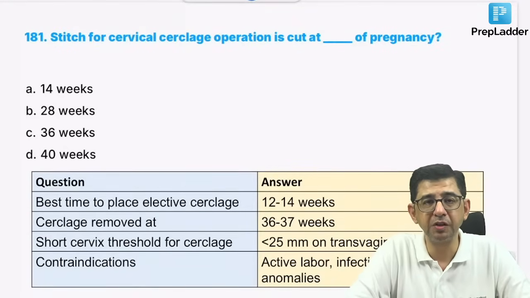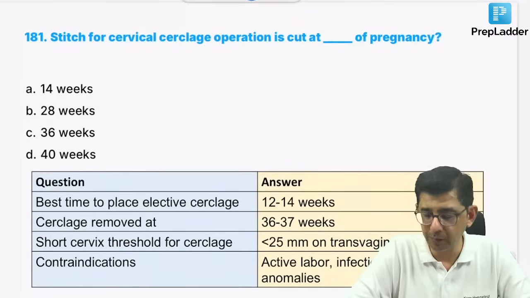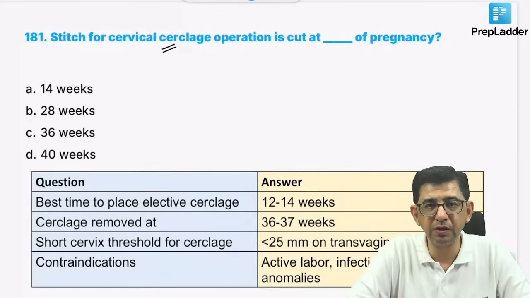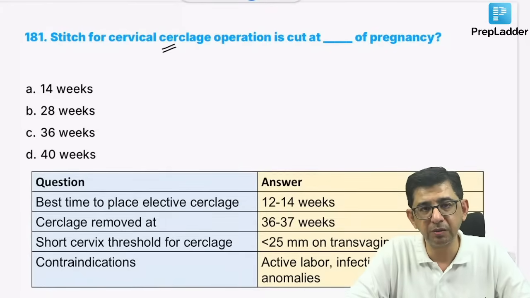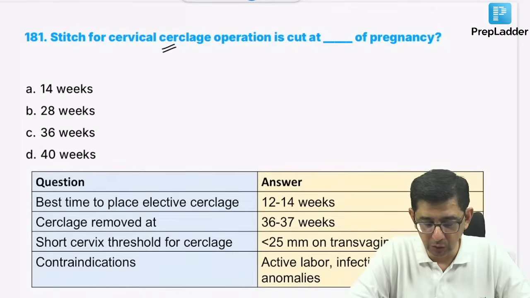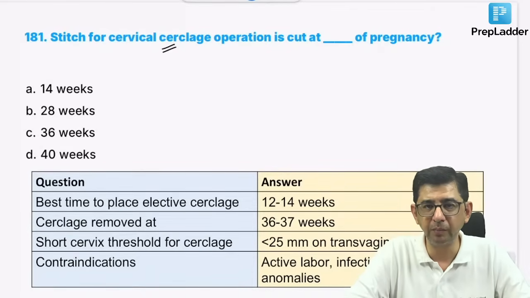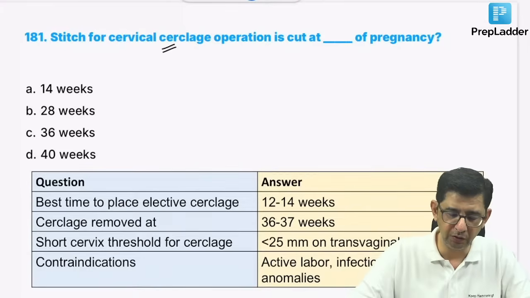Then is the stitch for cervical cerclage operation. This lady was having recurrent abortions, and because of the recurrent abortions that she was having due to cervical incompetence, we have put a stitch, but now it needs to be removed. So the best time of removal will be just before the baby is achieving the term value, that would be 37 weeks. So this would be at 36 weeks as the best answer.